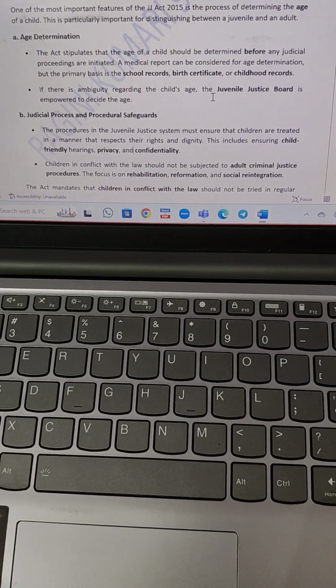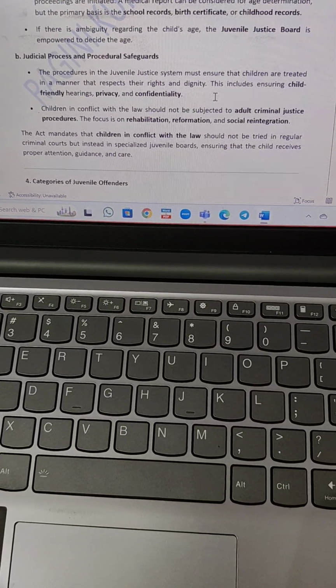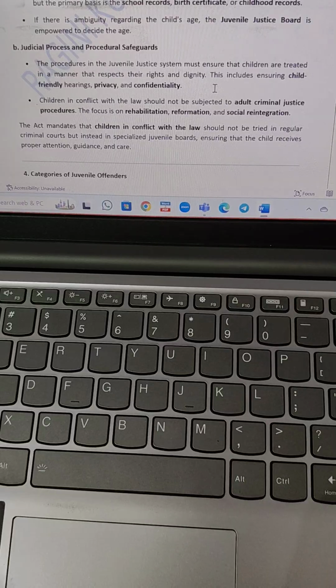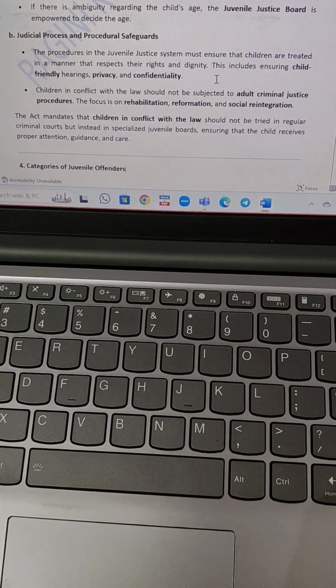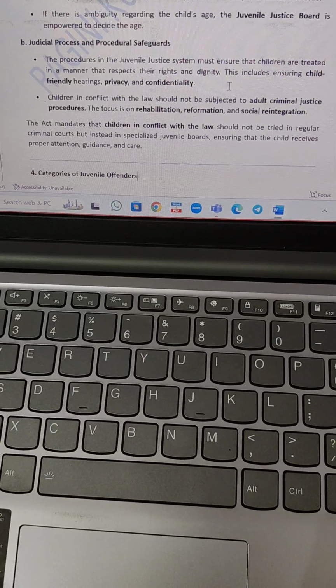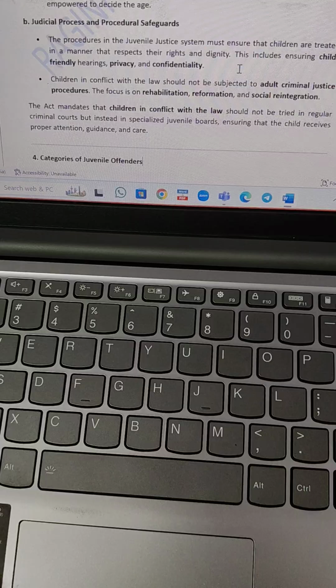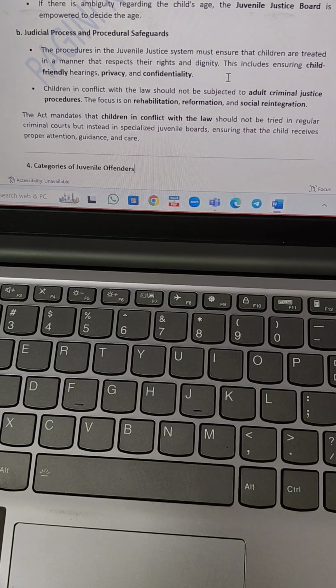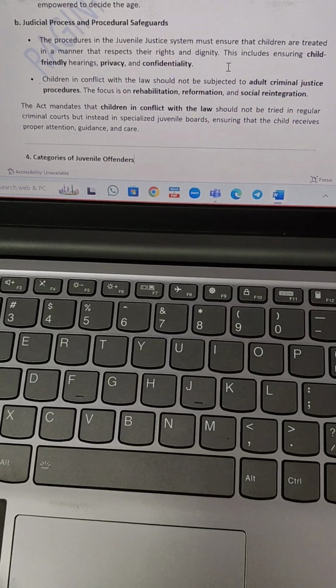Now, judicial procedure and procedural safeguards. The procedures in the juvenile justice system must ensure that children are treated in a manner that respects their rights and dignity. This includes ensuring child-friendly hearings, privacy and confidentiality. A child in conflict with law should not be subjected to adult criminal justice procedure.